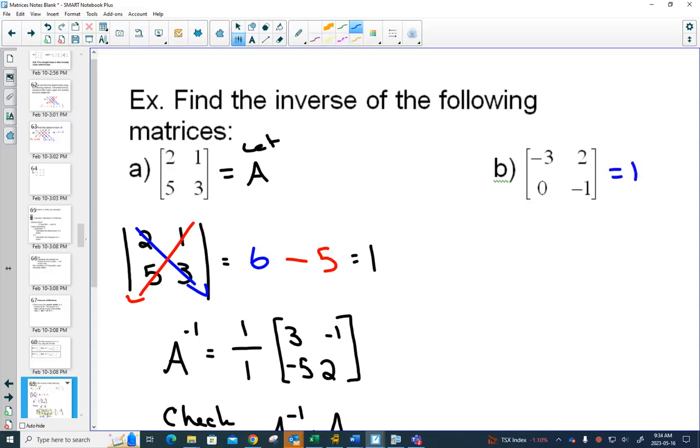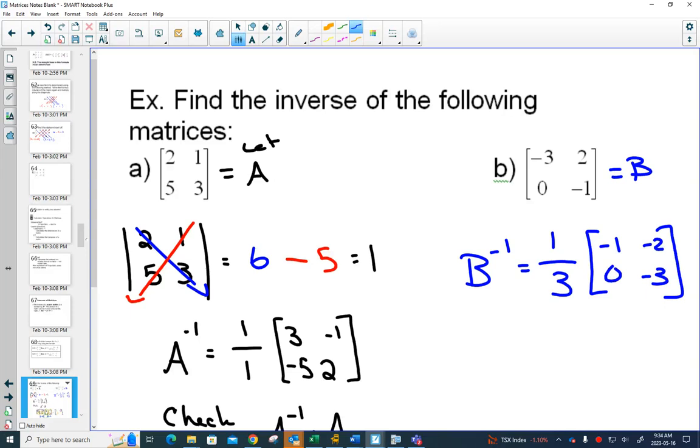All right, let's see. I'm going to call this one B. B inverse. Did you correctly figure out that the determinant was 3? So you'll have 1/3. Switch the main diagonal. Multiply the other diagonal by a negative. And there's your inverse.